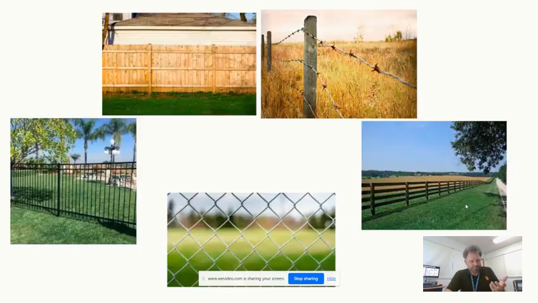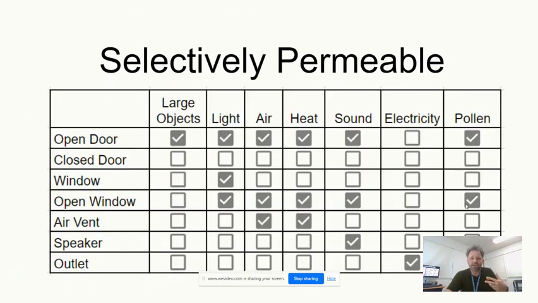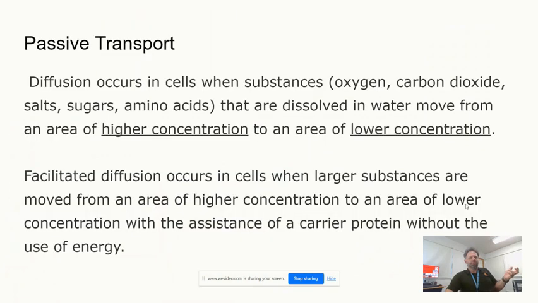Facilitated diffusion goes back to a lot of these ideas. We can link back facilitated diffusion to our selectively permeable idea of, well, we have a window, maybe it's a smaller window, so humans can't get through this window when we open the window, but maybe some air can get through the window. All right, maybe we have a high to low concentration that we don't want.